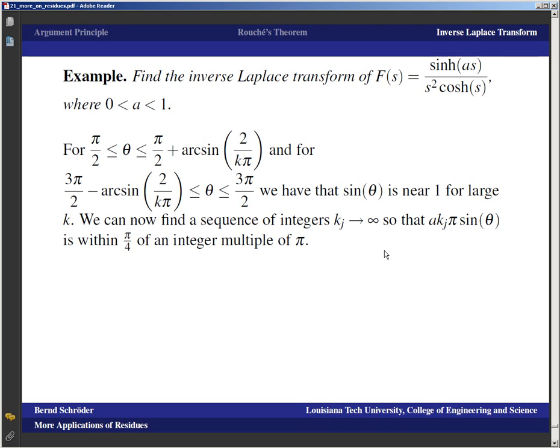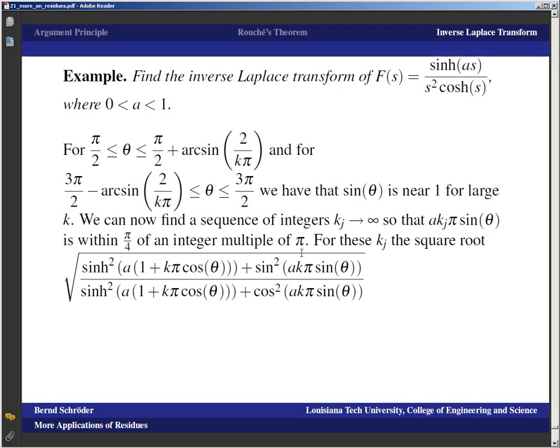And so, we don't really know what a is, right? We only know it's between 0 and 1. But now we have that sine theta is near 1, so that means this is approximately a kj pi, and then if you multiply a with kj, every so often this thing will be within pi over 4 of an integer multiple of pi. And for those kj, the square root, which I this time have written in its original form, is bounded by the square root of 1/2 over 1/2.